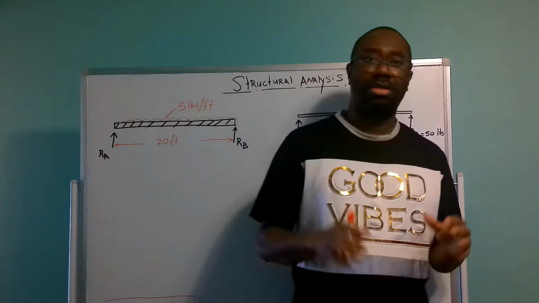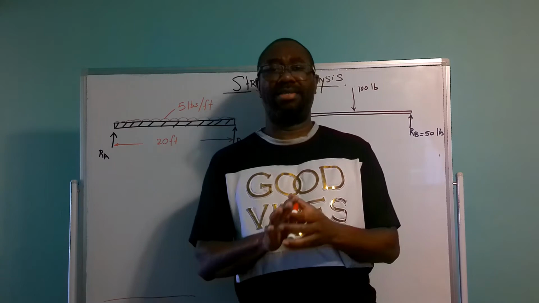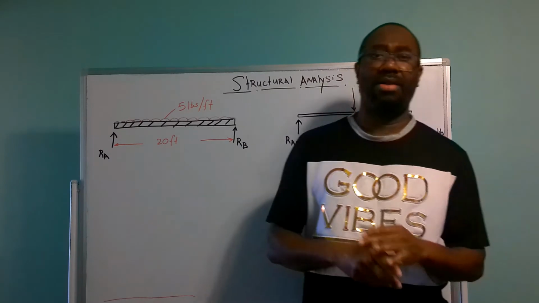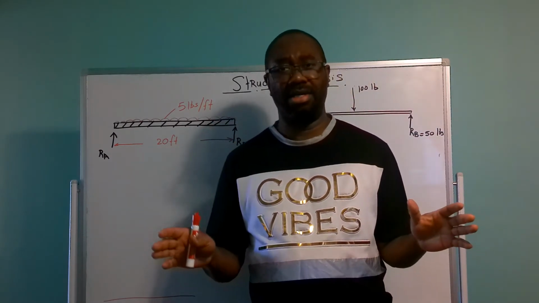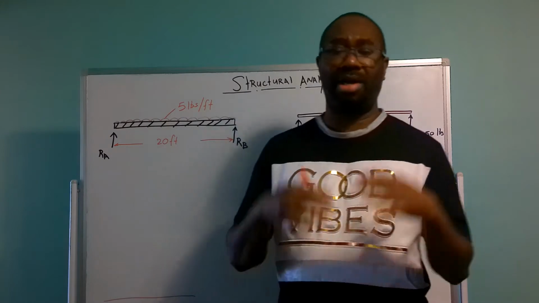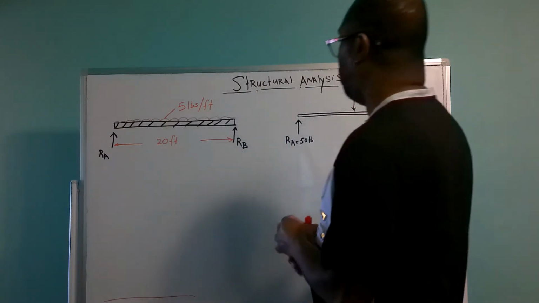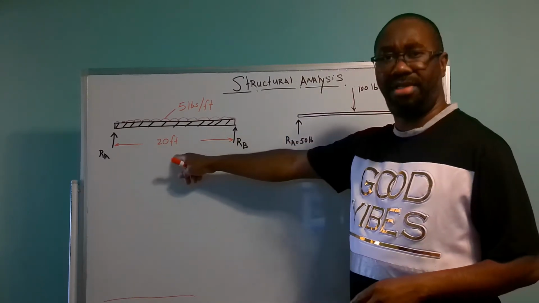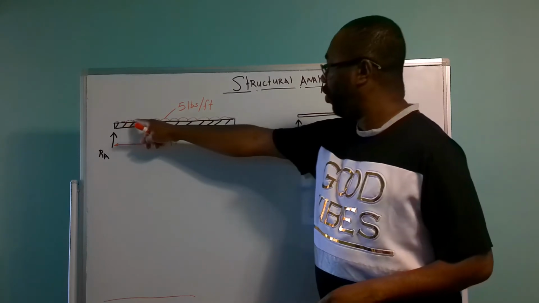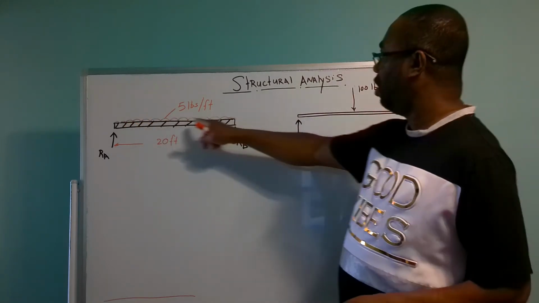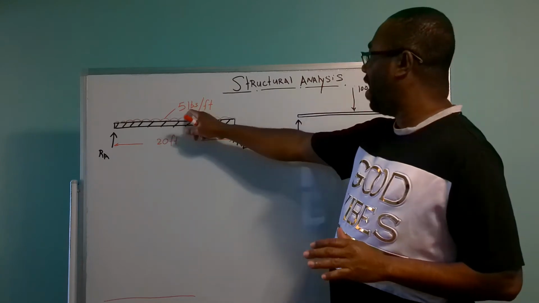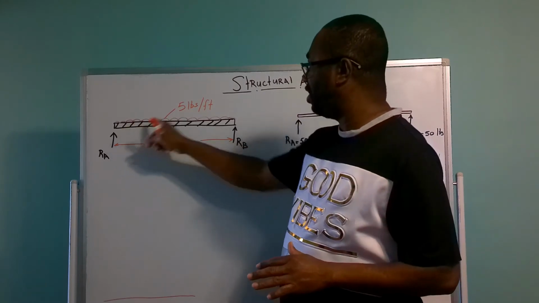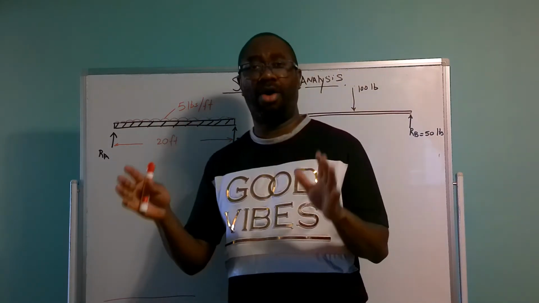All right? So to bring this topic home to you, I'm going to put actual figures to the calculation just to provide some clarity. So we have this beam here, and the span of the beam is 20 feet, and we have a uniform distributed load acting on the beam of 5 pounds per foot. That means every foot along this beam there is a 5-pound load.